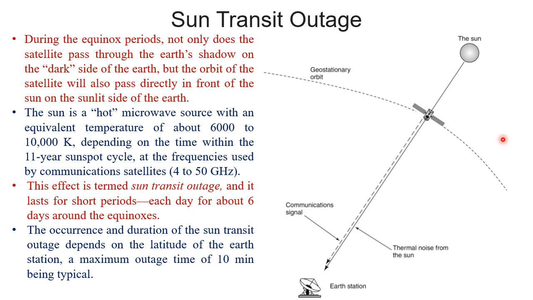Sun is a hot microwave source with an equivalent temperature of about 6,000 to 10,000 Kelvin, depending on the time within the 11-year sunspot cycle, at the frequencies used by communication satellites. Mostly it is within 4 to 50 gigahertz. This effect is termed sun transit outage, and it lasts for short periods each day for about 6 days around the equinoxes. The occurrence and duration of the sun transit outage depends on the latitude of the earth station, a maximum outage time of 10 minutes being typical.